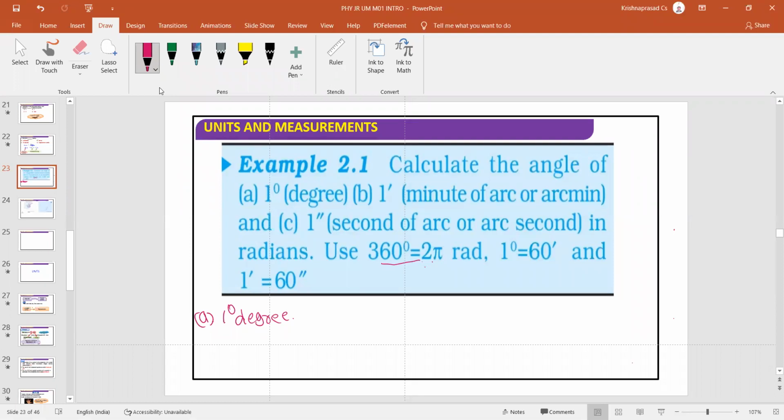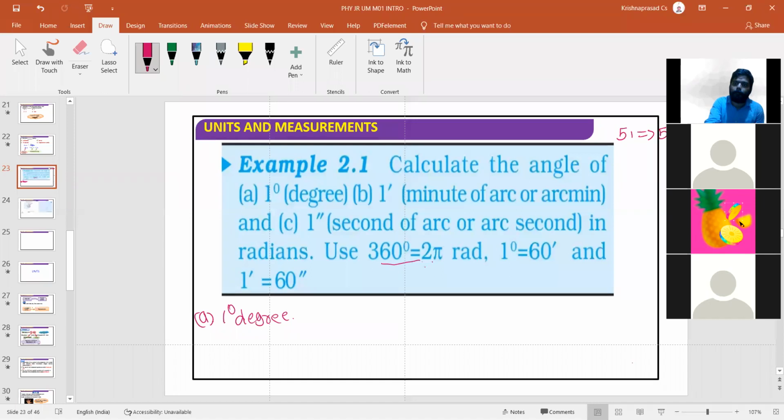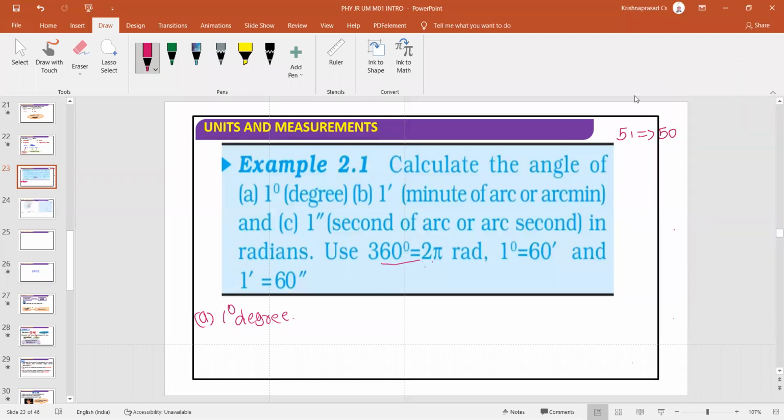So our logic is: I bought 5 pens, the total cost of the pens was 50 rupees, so the price of 1 pen is 10 rupees. That is the logic here. Here, the relationship is 360 degrees is equal to 2 pi rad. So 1 degree will be equal to what? Divided by 360 here. So on the LHS, it will be 1 degree.